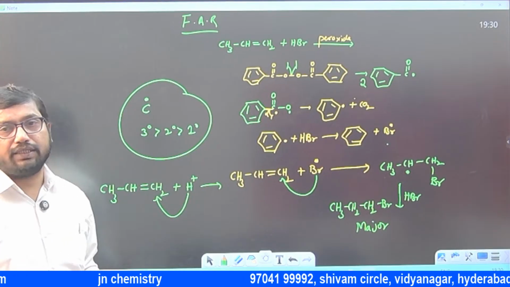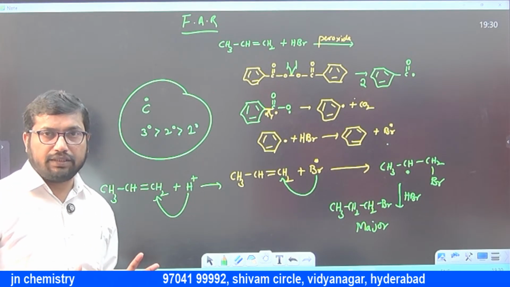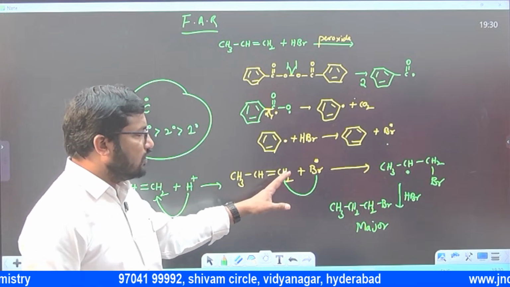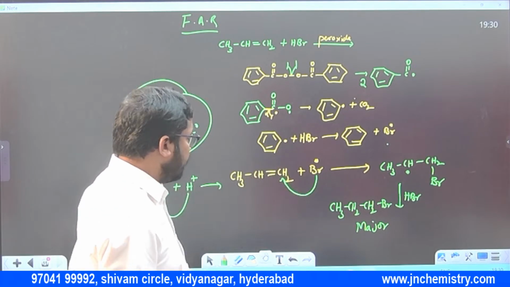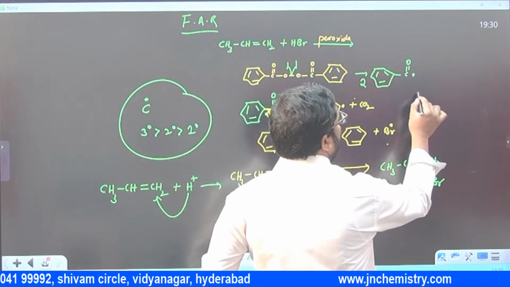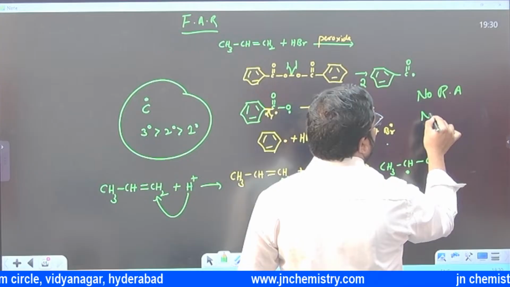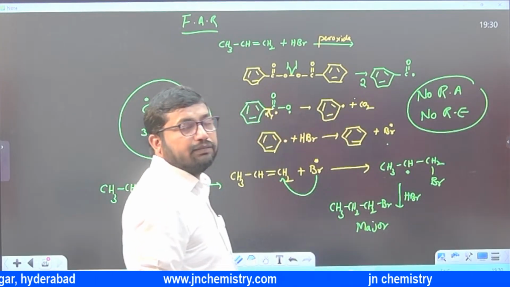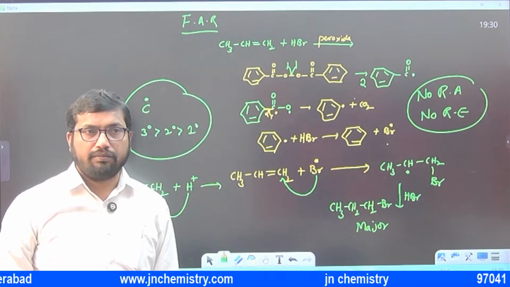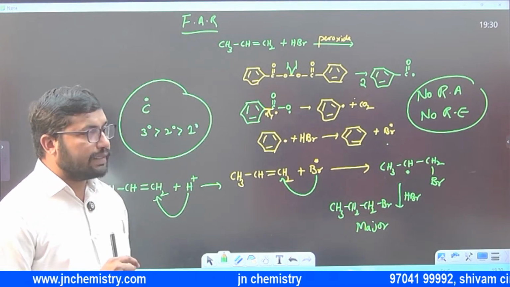And one more important thing, in case of carbocation, the natural tendency of rearrangement takes place, but whereas in this case, no rearrangements and no ring expansion, right? That is an important statement. No rearrangement, no ring expansion. Because it's a highly endothermic reaction, that's the reason. Come on, write it down.